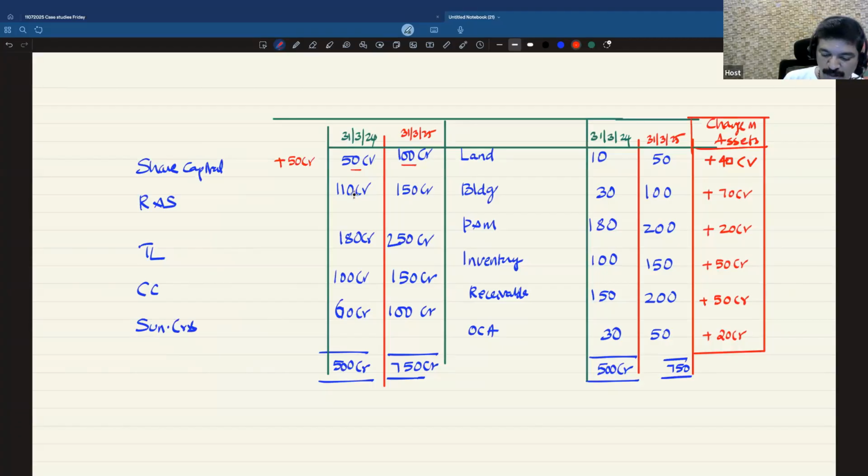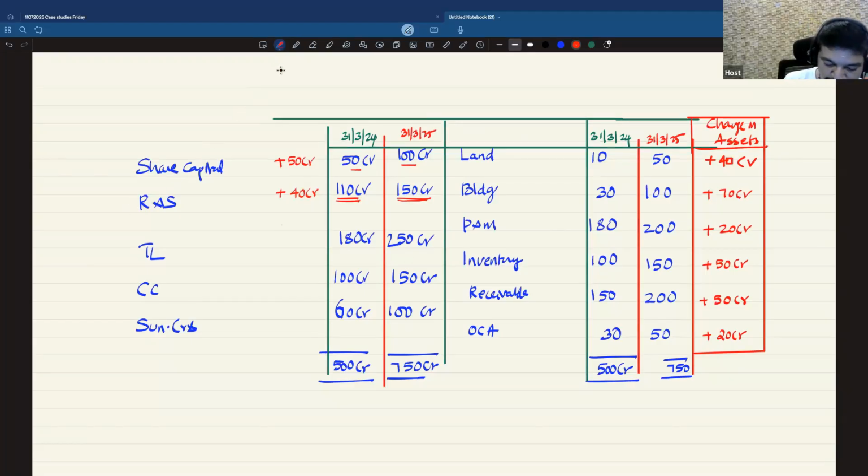How much profit got retained during the year? Previous year, the reserves and surplus is 110 crore. Current year, it is 150 crore. So how much profits got added? It is another 40 crore. So another 40 crore of profits got retained.